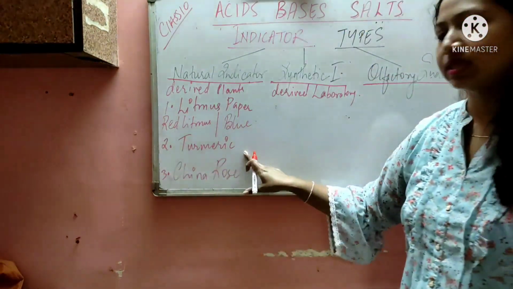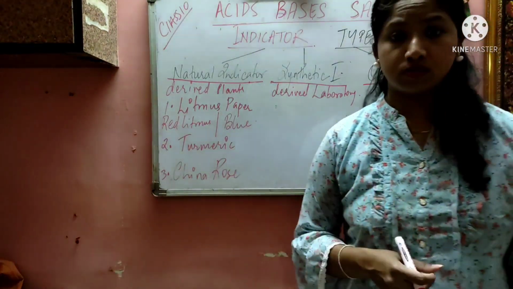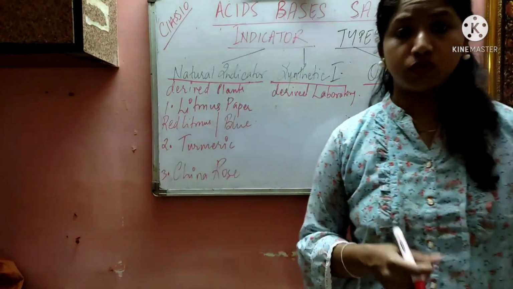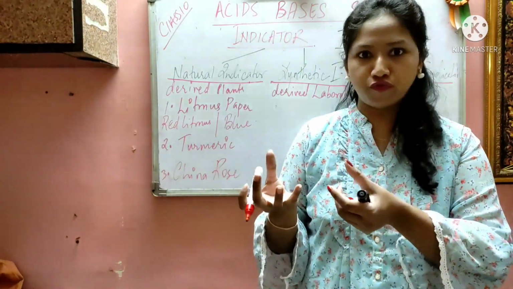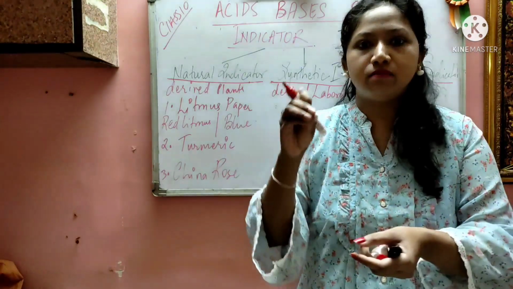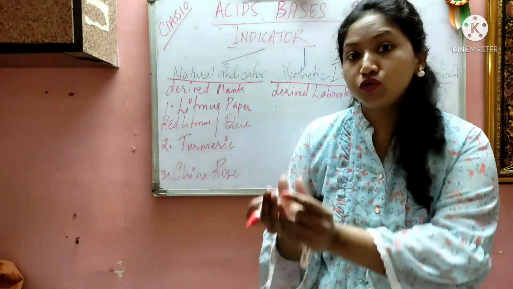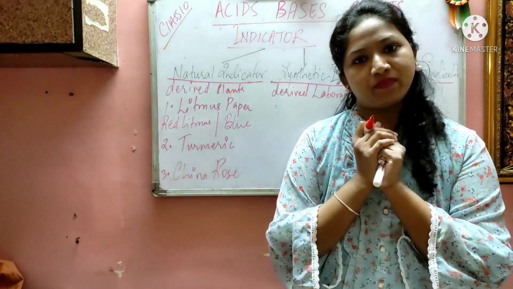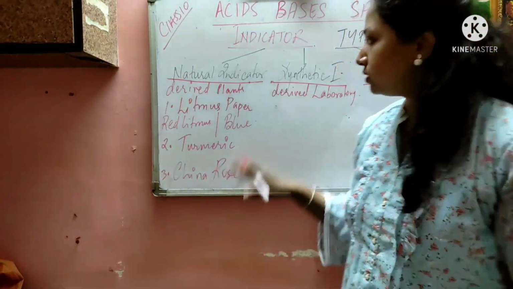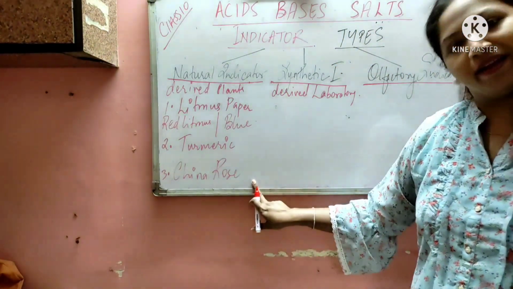So this is the second indicator, which is turmeric. Third is China rose, or shoe flower. You need to take that shoe flower and boil it, putting it into boiling water. Whatever solution you get is used as an indicator. So these are three types of natural indicator: litmus paper, turmeric, and China rose.